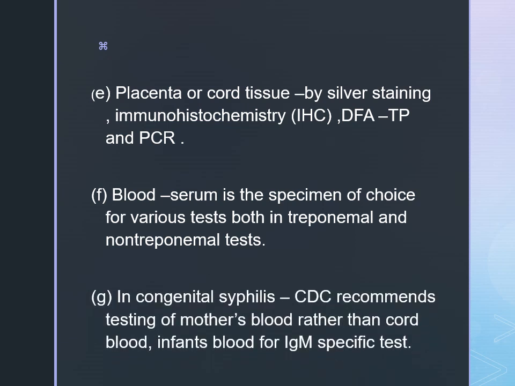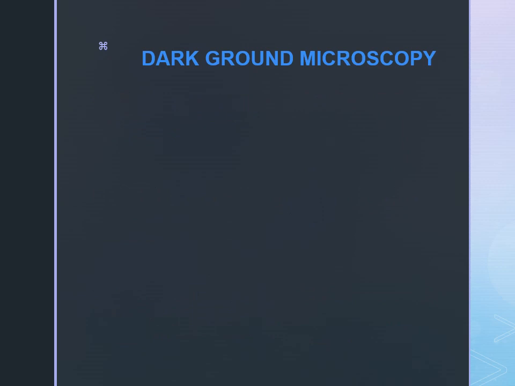Then in congenital syphilis, we also take the umbilical cord, and blood from the infant, and from there we go for the IgM testing, that is the IgM ELISA. So now let us come to precisely what different tests we can do.